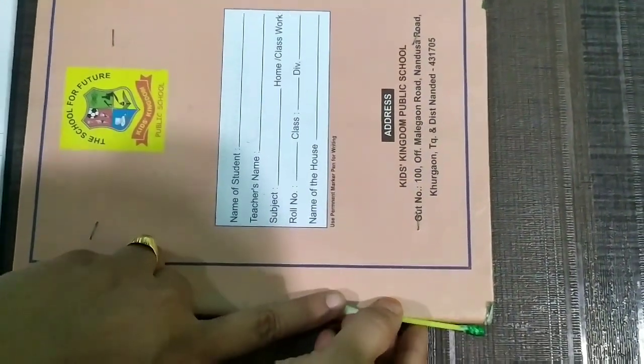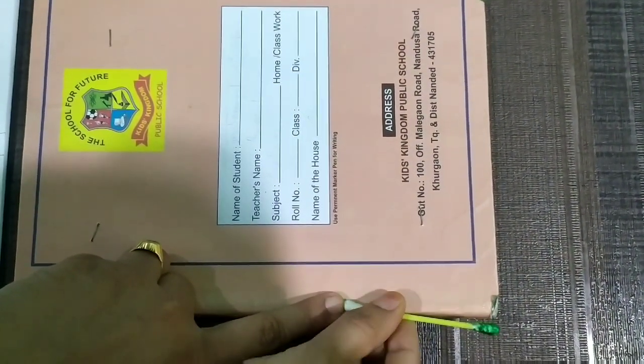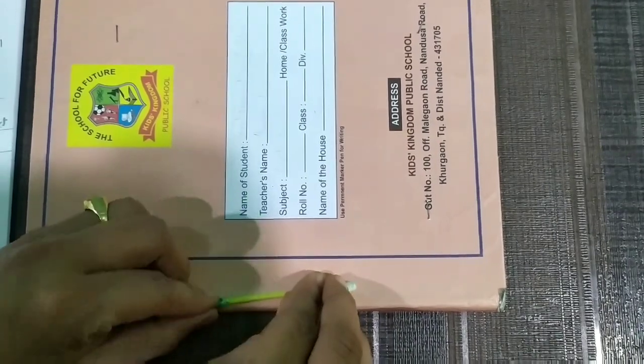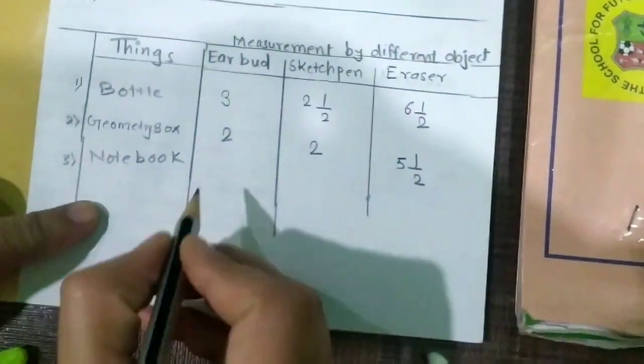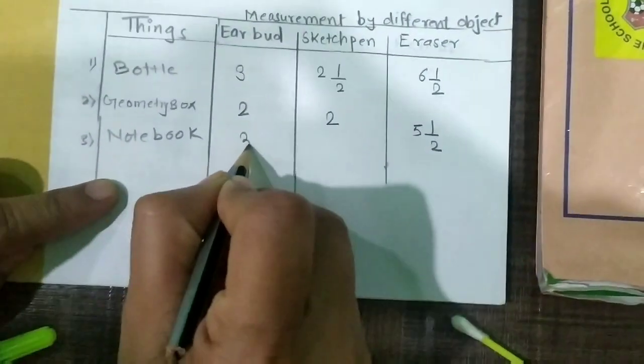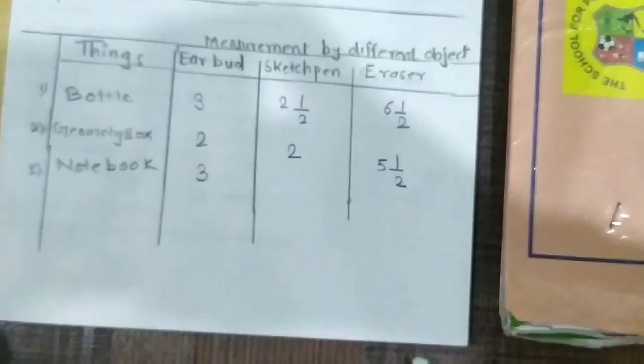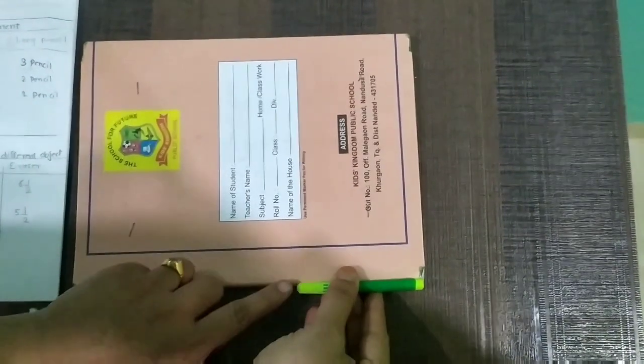Now let's do the measurement of the notebook with the help of this earbud. 1, 2, 3. Okay, 3 earbuds. Now record your measurement here, 3 earbuds. Then now do this with the help of the sketch pen.